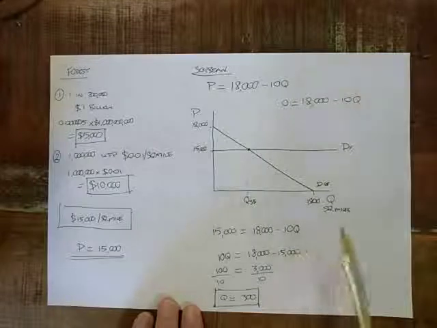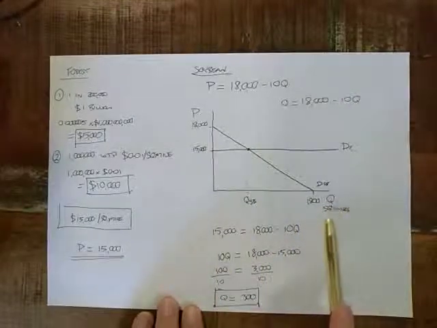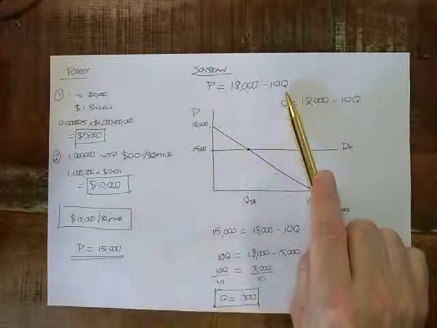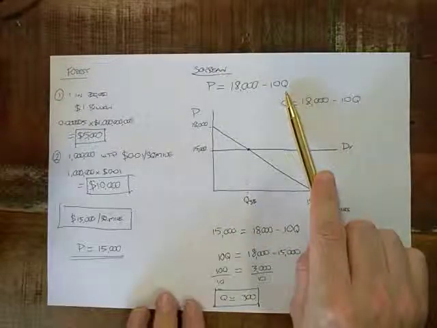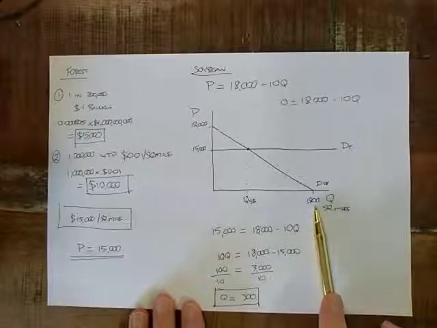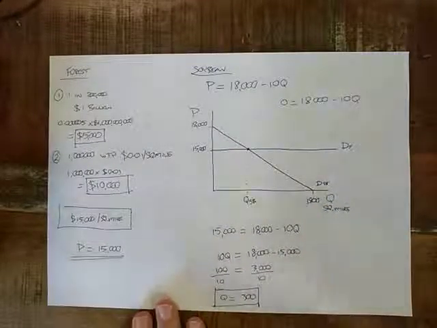So think of it this way. If quantity was zero, so we put that as 0, 10 times 0 is 0, and we're left with just 18,000. And we can do something similar to figure out where the demand curve intersects the quantity axis. I've already got it written here at 1800, but let's figure it out.